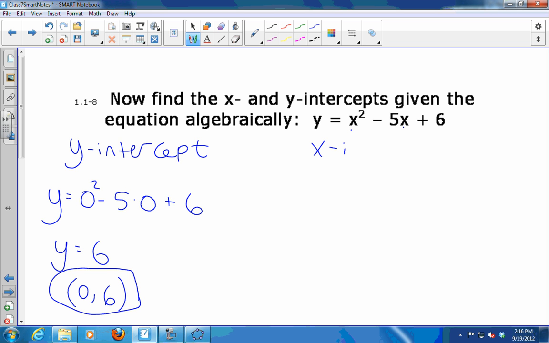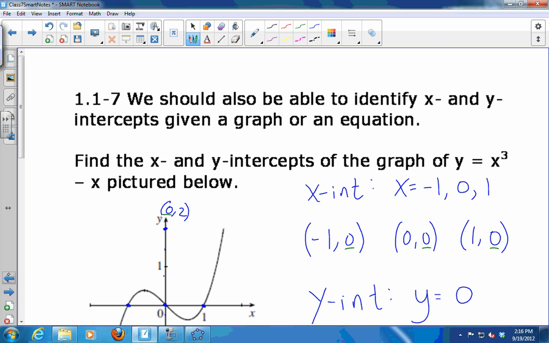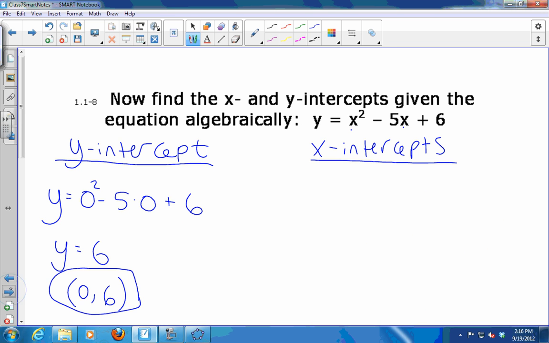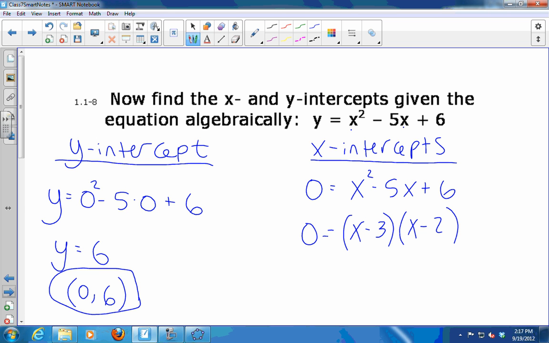And for x-intercepts, we said what all x-intercepts have in common is that their y-coordinate is 0. Back here, we were looking at these 3 x-intercepts, and they all had y-coordinates of 0. That's going to be true of any point that's on the x-axis. It'll have a y-coordinate of 0. So when I'm looking for an x-intercept, I would make the y a 0, and then solve for x to see what the x coordinates would be. So this factors to x minus 3 times x minus 2. And then you set each factor equal to 0, and you would come up with x equals 2 or 3.